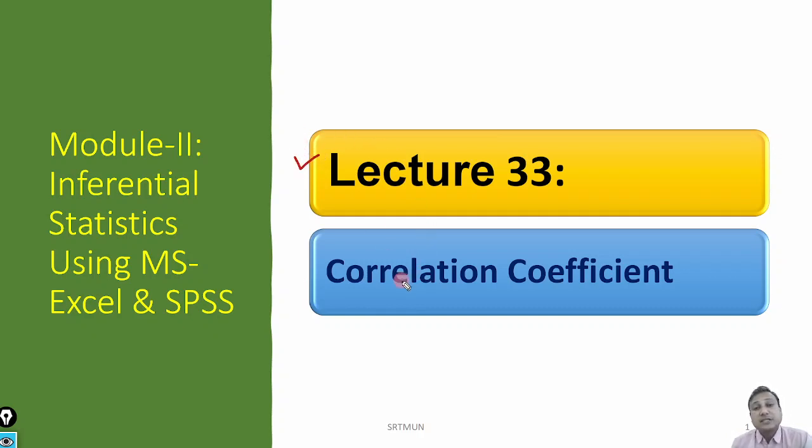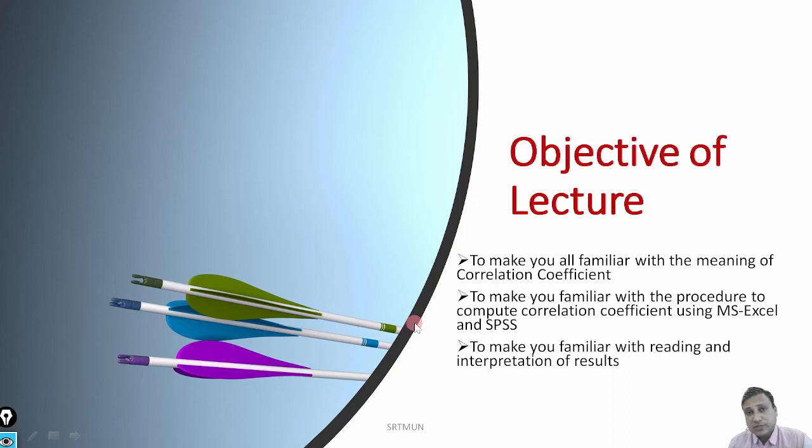The title of today's lecture is Correlation Coefficient. Objectives of lecture number 33 are as follows. The first objective of today's lecture is to make you all familiar with the meaning of the concept correlation coefficient.